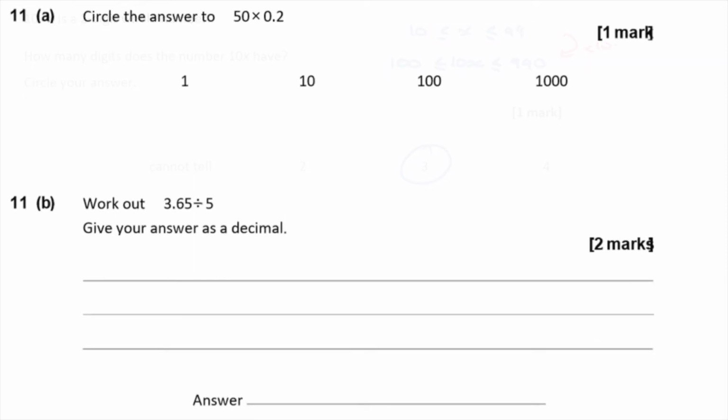Question 11a, circle the answer to 50 times 0.2. Well, there are lots of different ways of thinking about this, but I suppose you could say 0.2 is 2/10, couldn't you? In other words, what's 50 times 2 divided by 10? Well, 50 divided by 10 is 5, and 5 times 2 is 10, so it's 10.